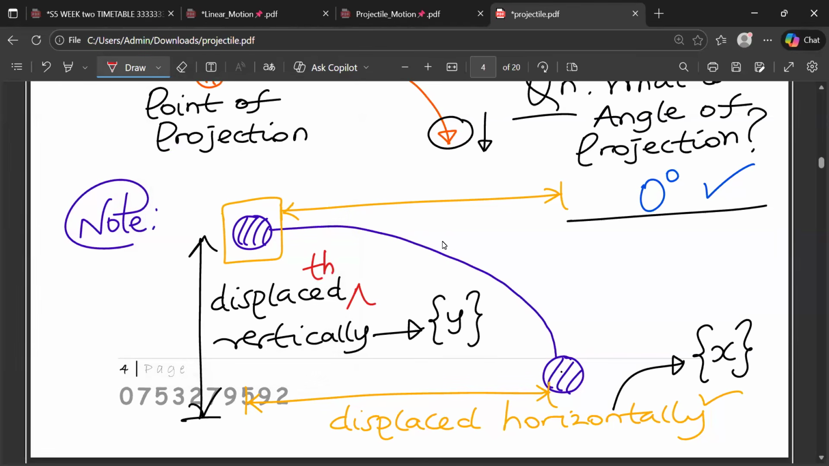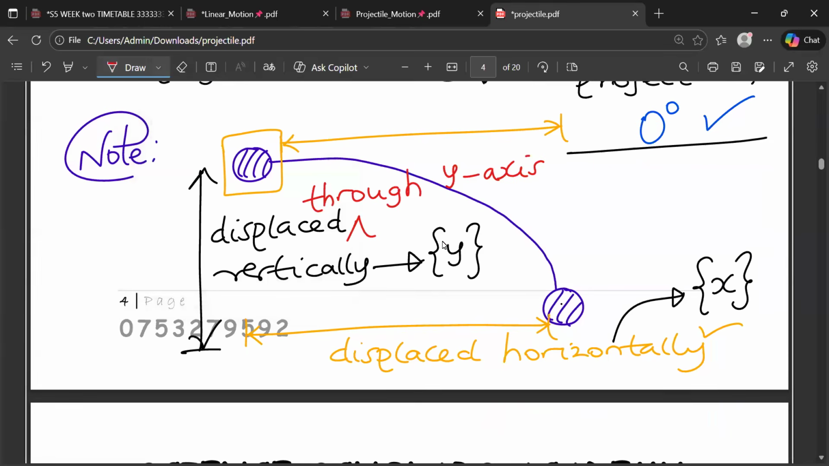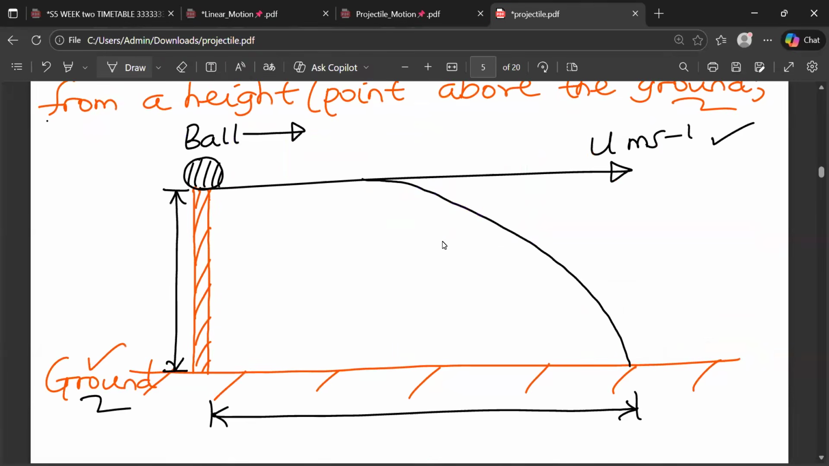Displaced vertically, I can say something has been displaced through the y-axis. Then also here, I can say that something has been displaced through the x-axis. Through the x-axis. That is the x. Then y-axis. That's why we have it as y. So when I put these letters, I don't want you to be confused. And hope you understand.